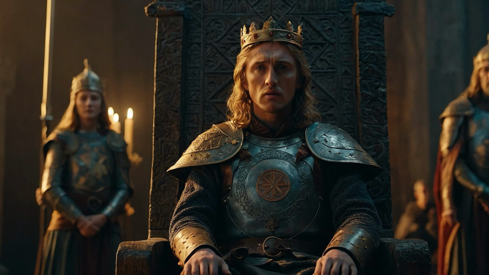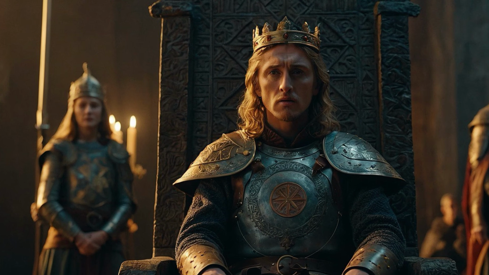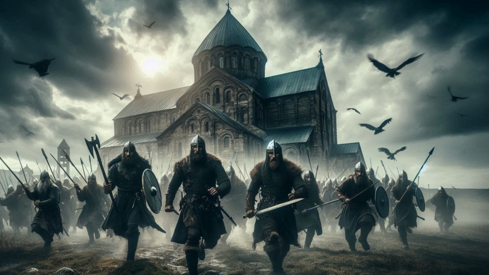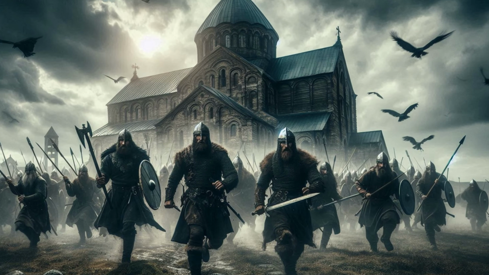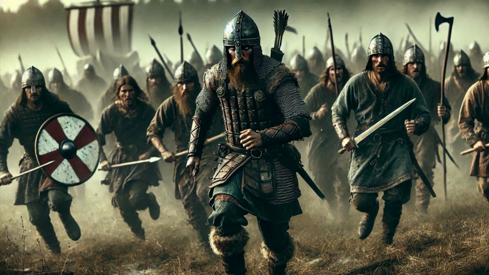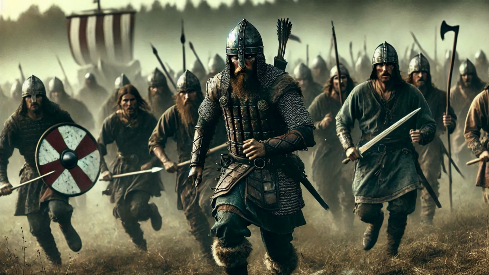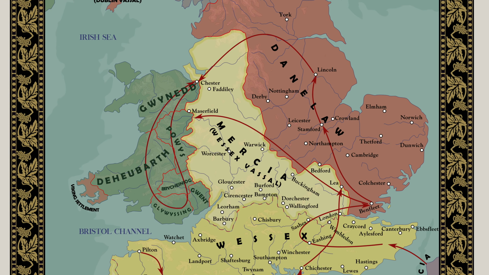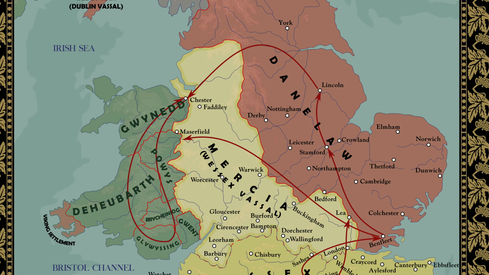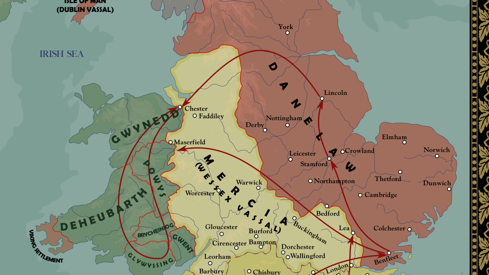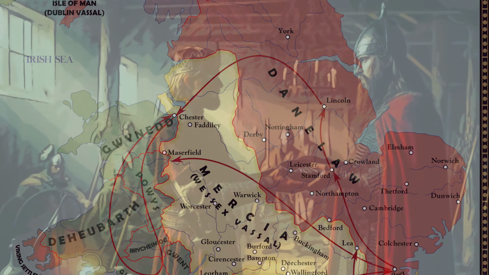By the time Ethelred came to power in 978, Viking raids had evolved from mere plundering expeditions to full-scale invasions aimed at settlement and control. Throughout the 9th and 10th centuries, large areas of England had fallen under Viking control, particularly in the region known as the Danelaw, a vast territory where Danish settlers established their own laws, customs, and governance.